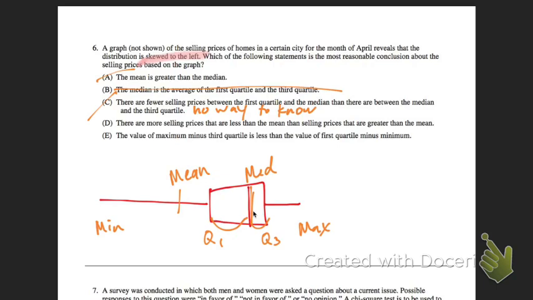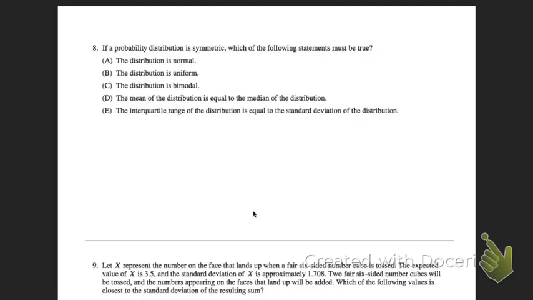D, there are more selling prices that are less than the mean than selling prices greater than the mean. That is false, because since the mean is going to be less than the median, there will be less area below than there will be above, or less data points. And then E, the value of the max minus the third quartile is less than the first quartile minus the minimum. So this value is less than this value. That is a true statement. So the answer would be E. Oh, 7.